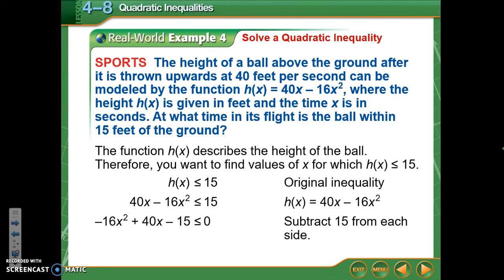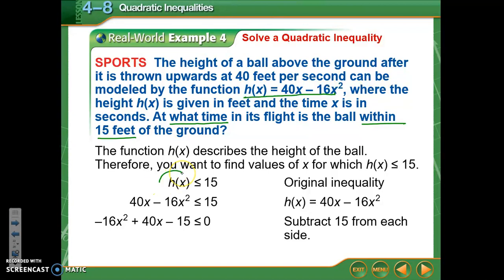Okay, let's go back to example 4 real quick just to at least talk about the setup. So here they give us an equation that tells us the height of a ball above the ground after it's thrown upward at 40 feet per second. So this is the function that models it. I'm sorry, the height is given in feet and the time is in seconds. At what time, so we want to find our x, is the ball within 15 feet of the ground? So that means it's 15 feet above the ground or less.